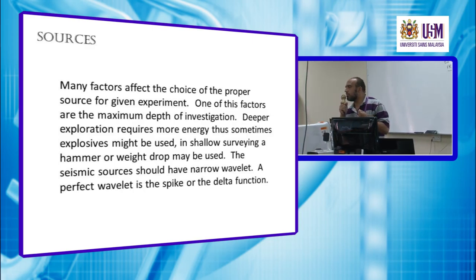If I am having a thin bed, when my source produces a spike or delta function, then the thin bed will be visible to me. If it's broad, the thin bed will be unseen. It will be blind to me, I will not see it.